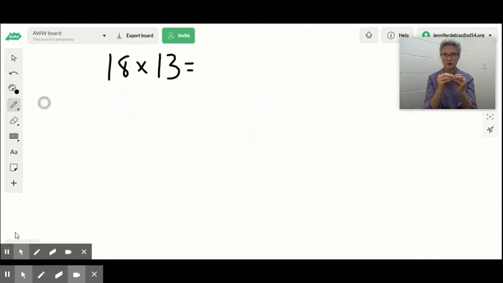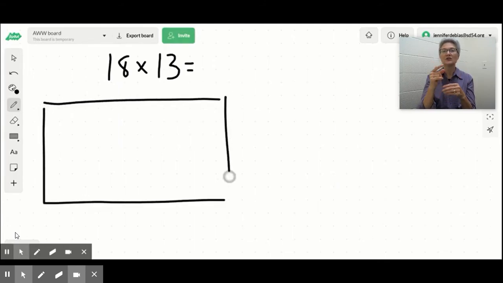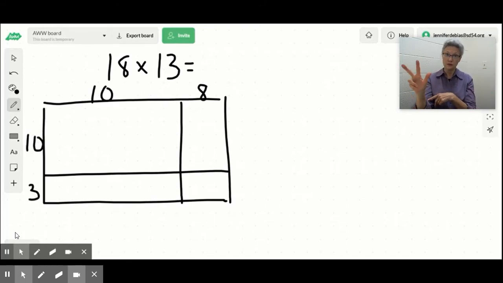Okay, so here is my 2-digit times 2-digit equation. This time I'm actually going to draw out the area model so you can see how you can draw it out as well. So I'm going to break apart my 18 into tens and ones. 1 ten, which is 10, 8 ones. I'm going to break apart 13, 1 ten, which is 10, and 3 ones. So now what I'm going to do is I'm going to look at how I can multiply these together.